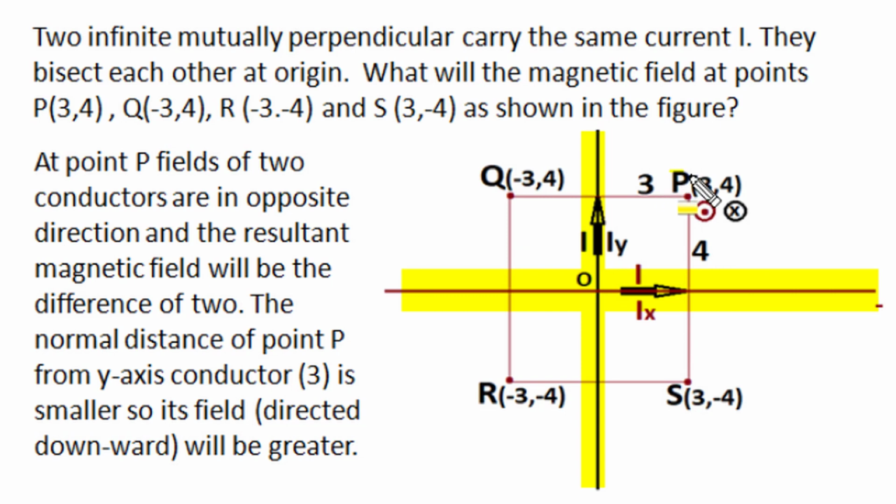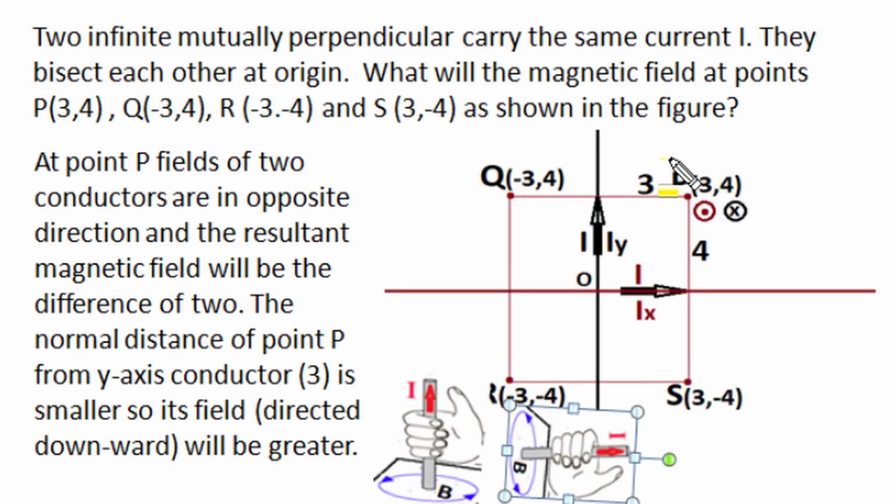One is P at coordinates 3, 4 in the first quadrant. Second is Q with coordinates minus 3, 4 in the second quadrant. The third is R at minus 3, minus 4 in the third quadrant. And the last is S at 3, minus 4 in the fourth quadrant.